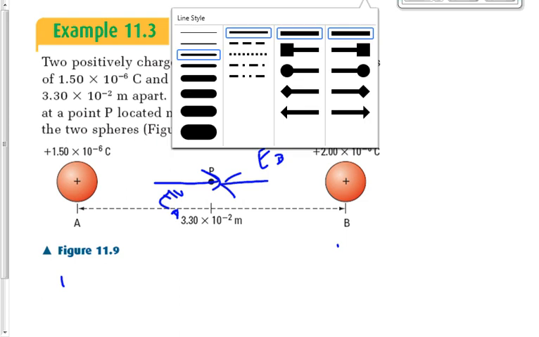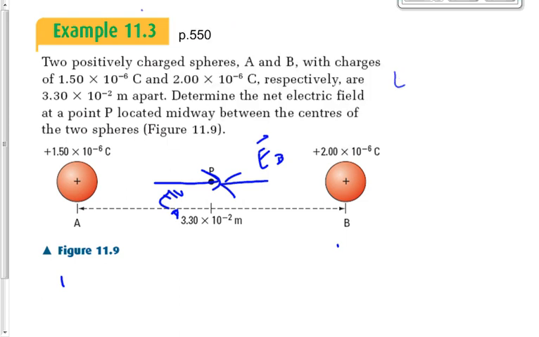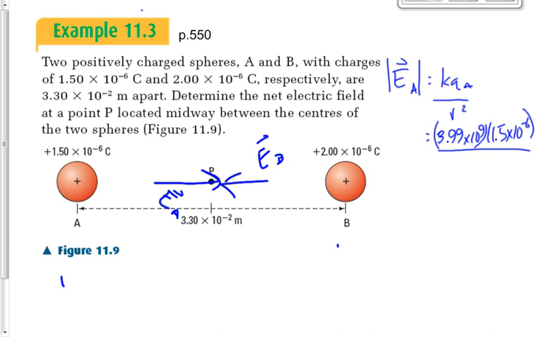Let's get the values of both of these fields now. Let's say EA is equal to kQA over r squared. QA is 1.5 times 10 to the minus 6. And what's r? 3.3 times 10 to the minus 2, divided by 2, right? Because we're trying to find the field strength midway between. That's going to be 1.65 times 10 to the minus 2.